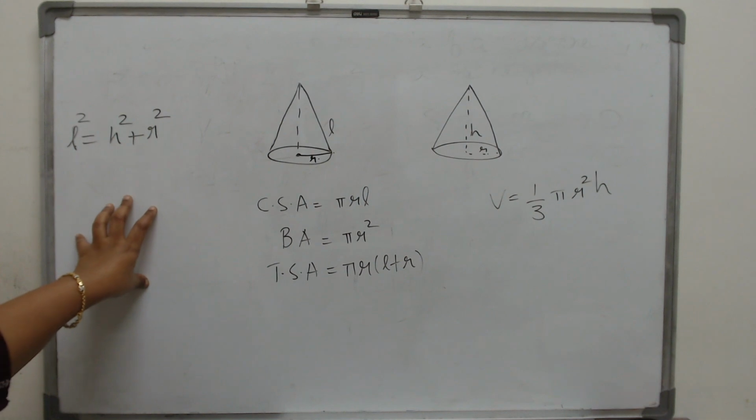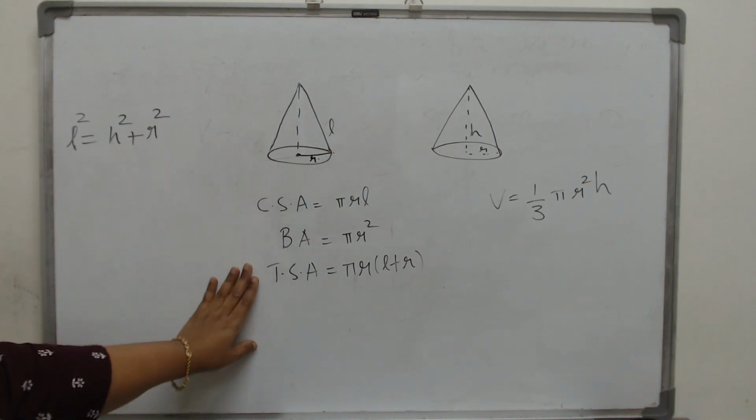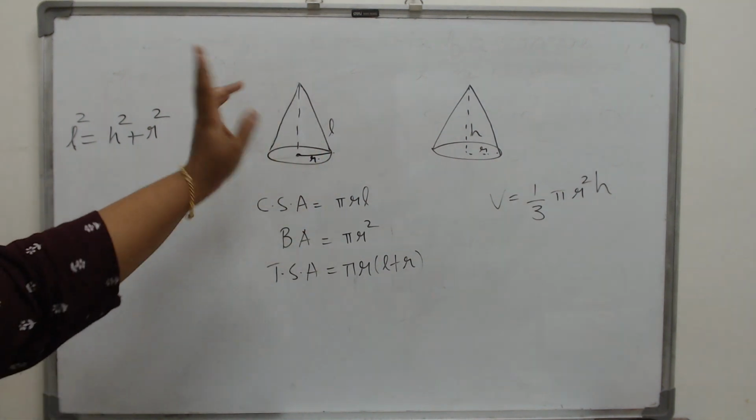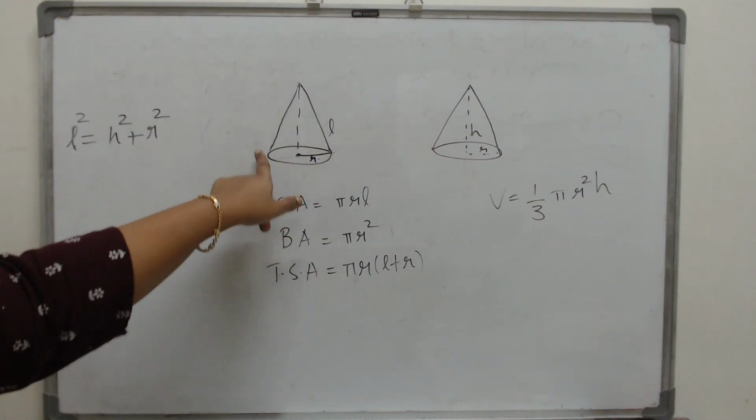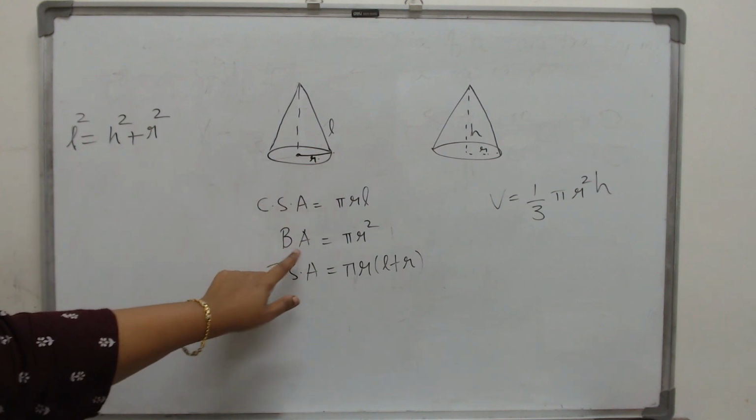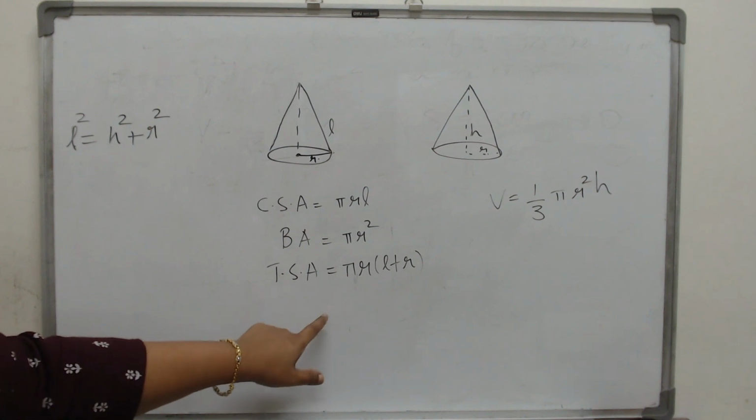With this, we come to the end of this lesson. What did we study? We studied 3 types of surface areas. The top is a curved surface, so it has a curved surface area. The base is a circle, so it has a circular base area. Together you have the total surface area.